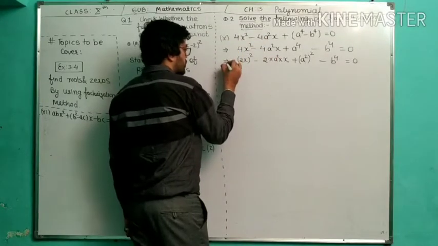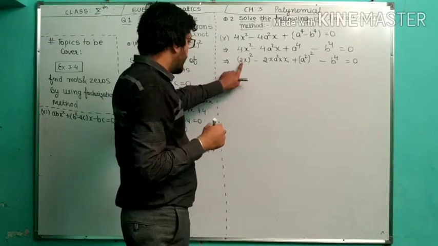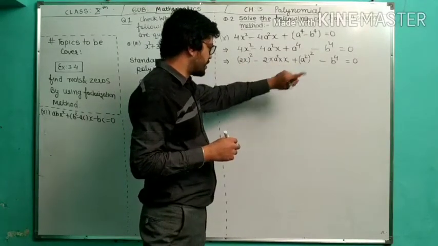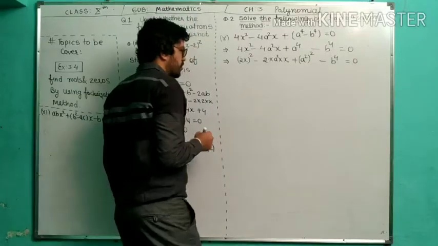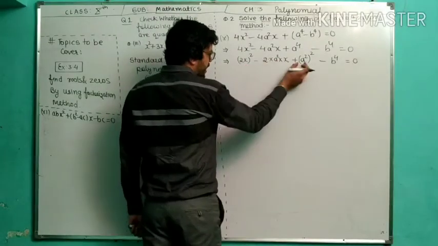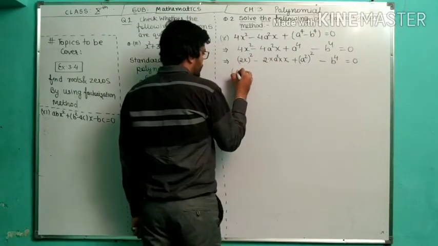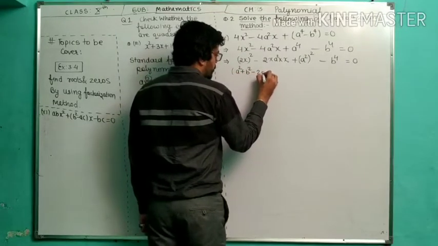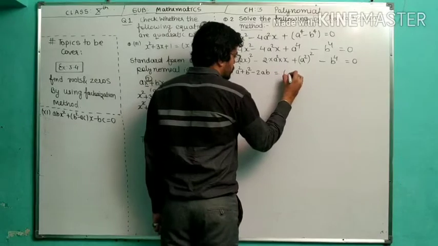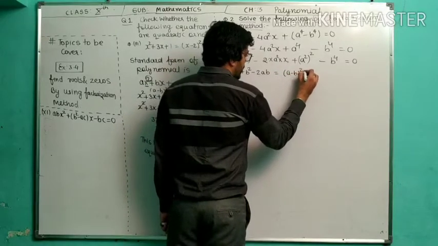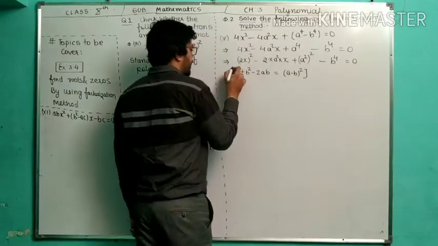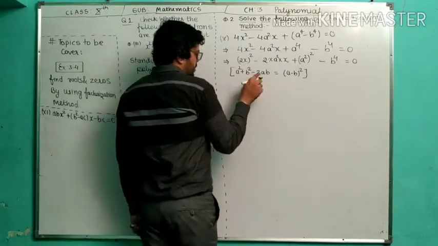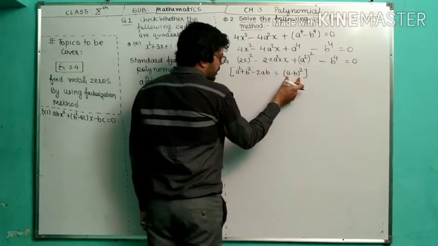So this is very easy. Now 2x to the power 2 minus 2 into a square into x plus a square to the power 2 minus b square. So what type of formula are we getting here? This is the formula: a square plus b square minus 2ab is equal to a minus b whole square. So let's convert this format into this format.